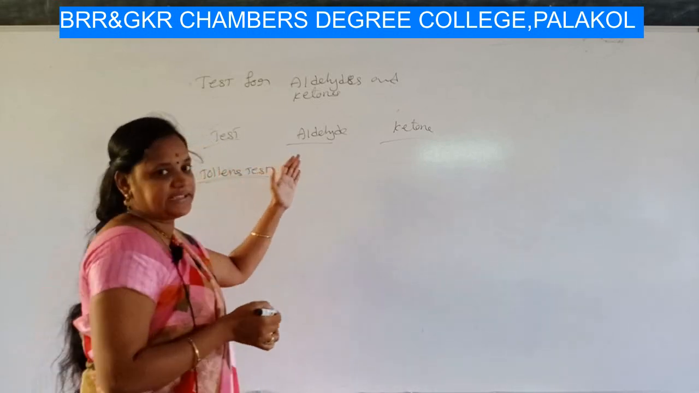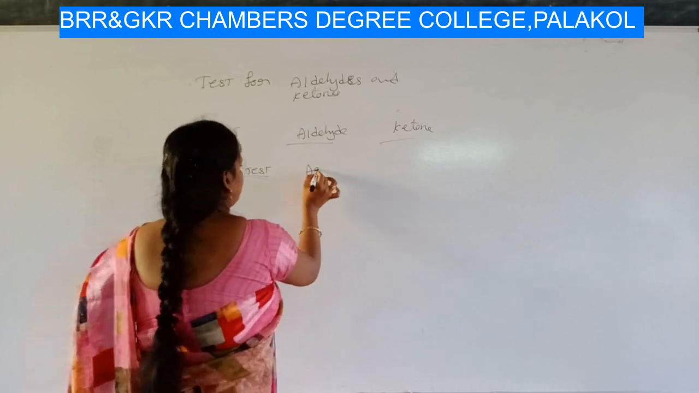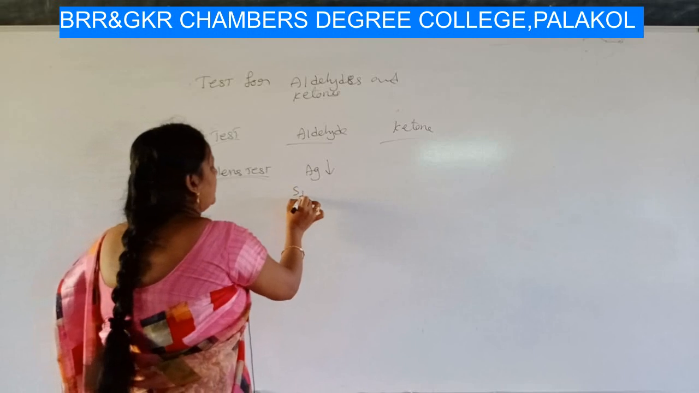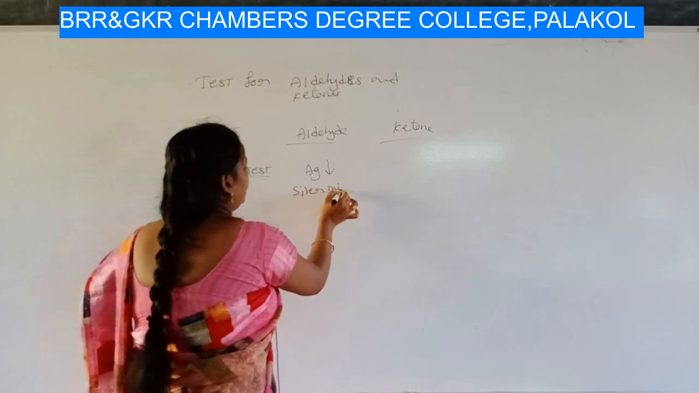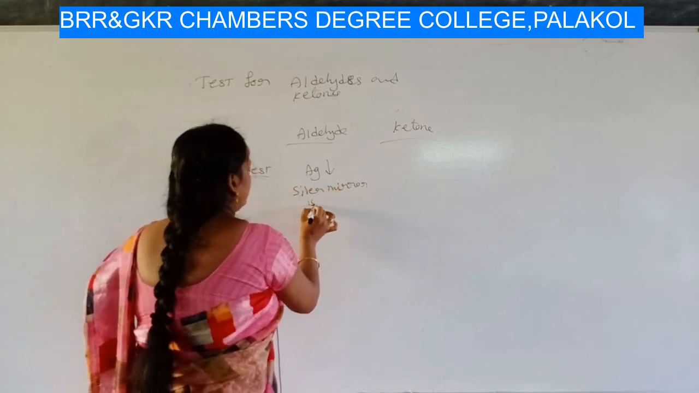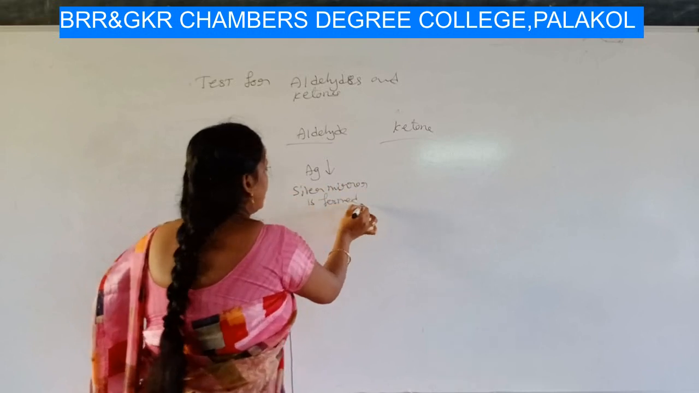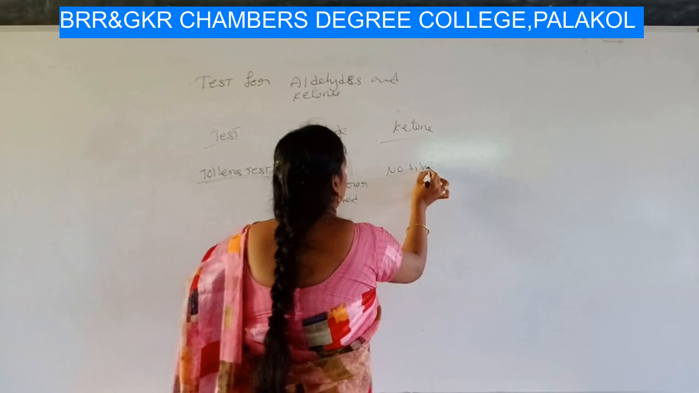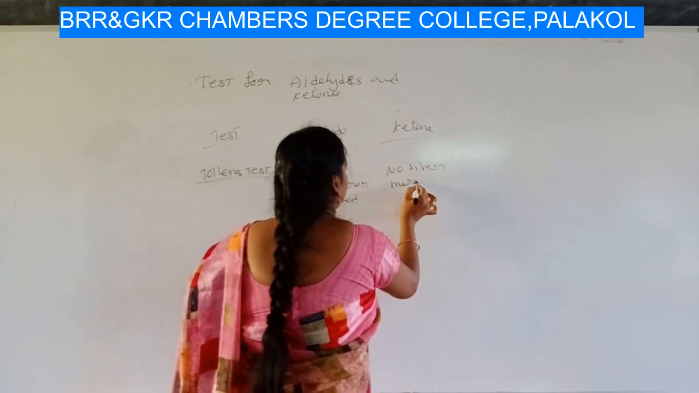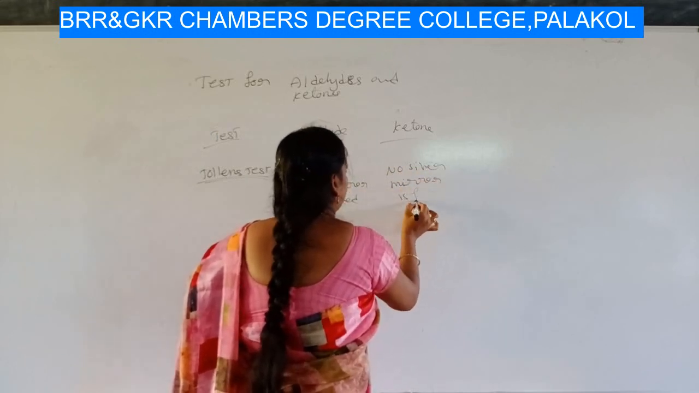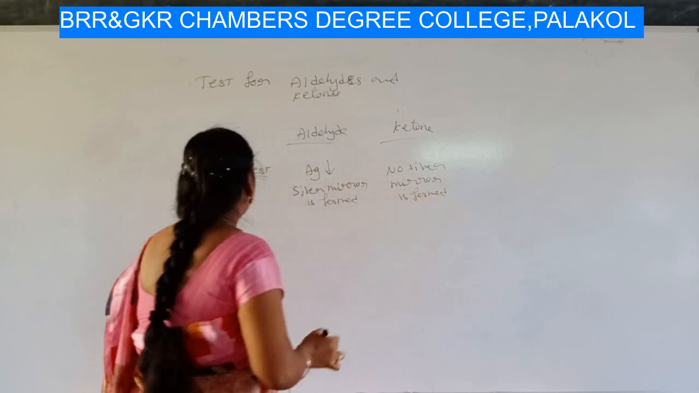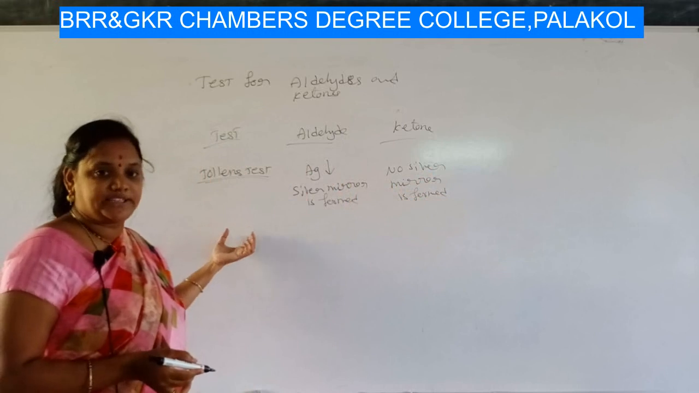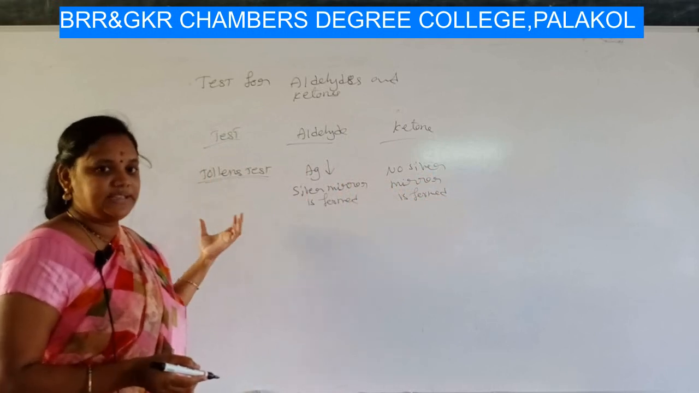If you do Tollens test for aldehyde, silver is deposited. I mean, a silver mirror is formed. Whereas in the case of ketones, no silver mirror is formed. What is Tollens reagent actually? Ammoniacal silver nitrate solution is called Tollens reagent.